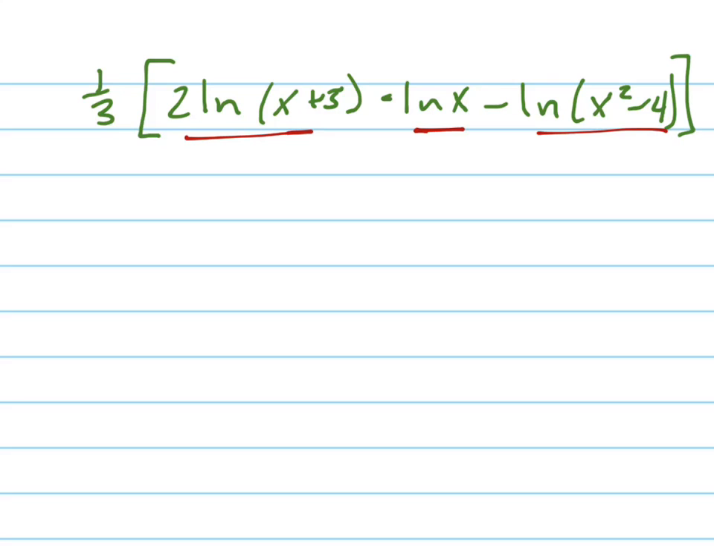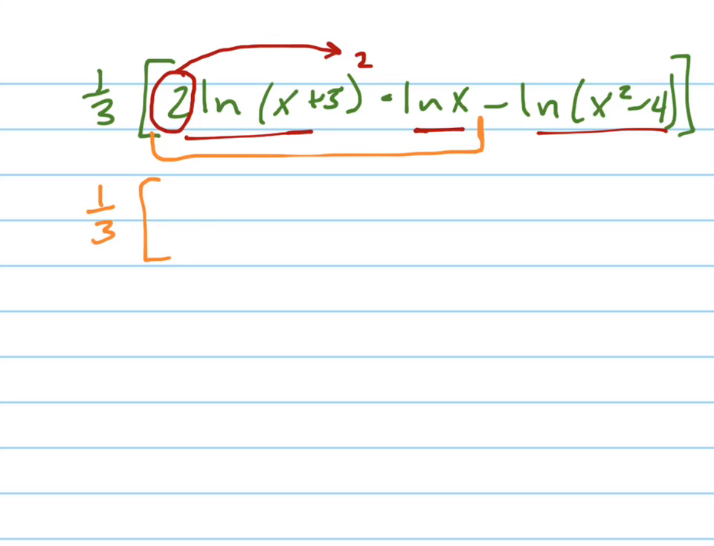So the first thing I'm going to do is take this 2 and put it up top here, because again, I'm condensing. There's nothing else I can put up top. So that's the first thing, and I won't even use a new line for that. Now I'm going to take these 2 and condense them together. So keep everything else the same. 1/3 is on the outside.